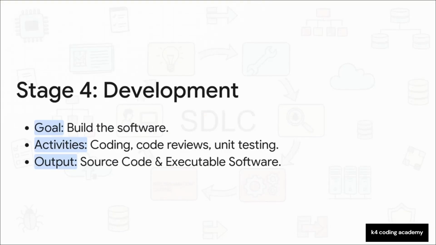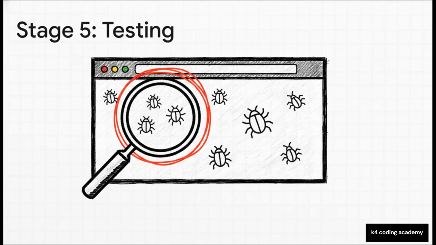This is the phase that most people picture, right? The heads-down coding part. It's usually the longest stage, where developers take those design blueprints and translate them into thousands and thousands of lines of functional code, building the actual product piece by piece. But once the code is written, it is nowhere near ready for the public.